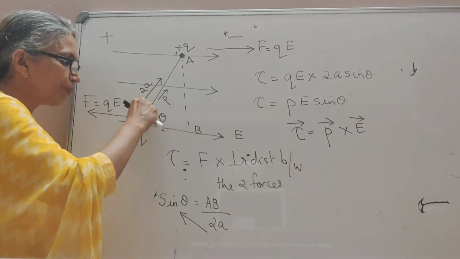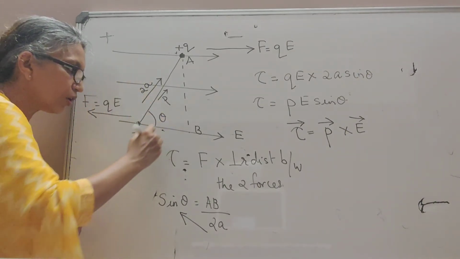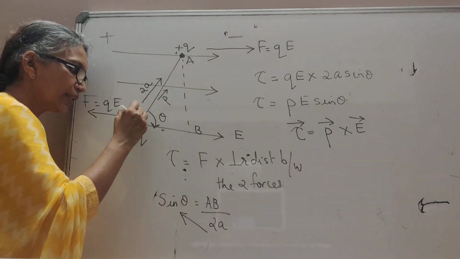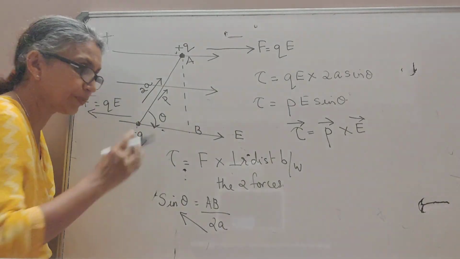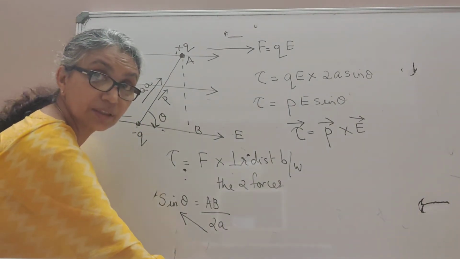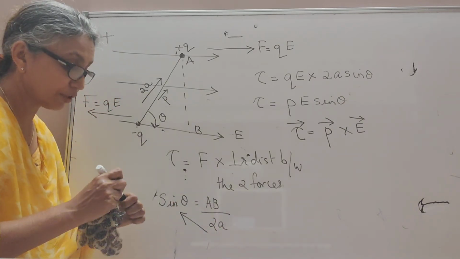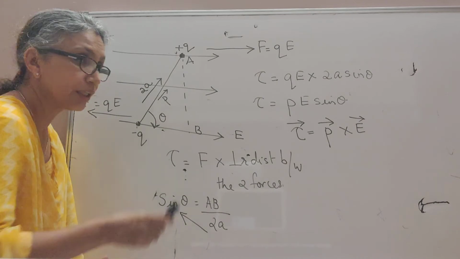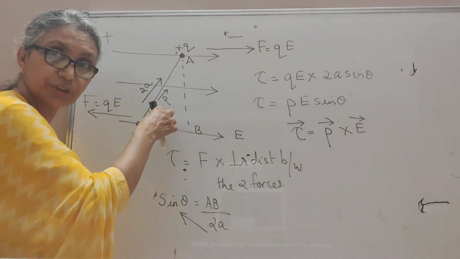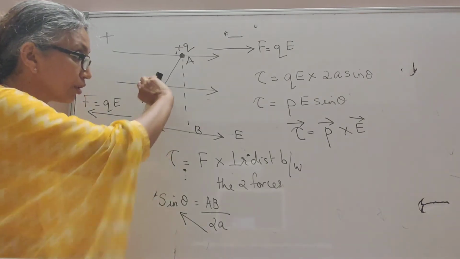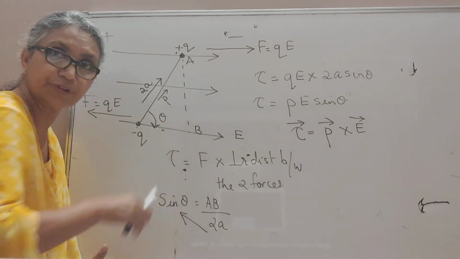Because when you turn from P to E, you are turning in the clockwise direction, your torque is going to be perpendicular and inwards. Inwards meaning perpendicular to the plane of the board and inwards. I hope this much is clear to you. So whenever you keep your dipole in an external field, there will be no translatory motion because the net force is 0, but it will produce a torque that rotates the dipole in the field.